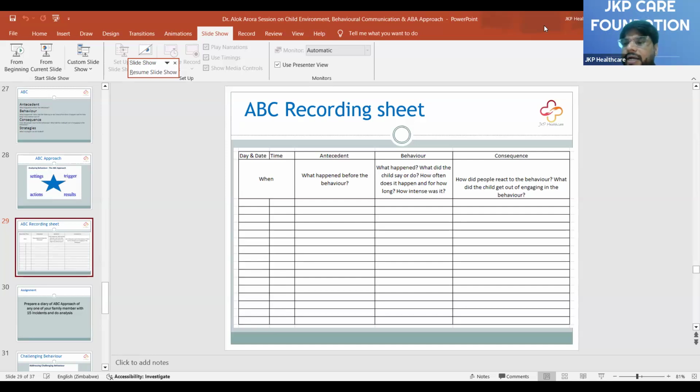Maximum 4 to 5 times you get that unexpected behavior. The child suddenly gets hyper. So every day, 4-5 incidents you need to write. Wisely you need to write what happened before the behavior. Do the analysis of the environment.